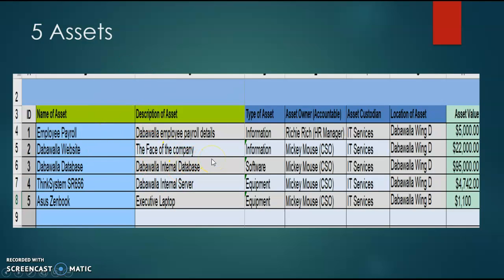So the employee payroll just consists of the employee payroll details. The asset is a type of information. It is owned by the HR manager, and its custodians are the IT services. It is located in wing D of the HQ, and its asset value is 5,000. Same thing for the website. For the database, it has its own type, its own owner and data custodian, the location given right here, and its value at the end.